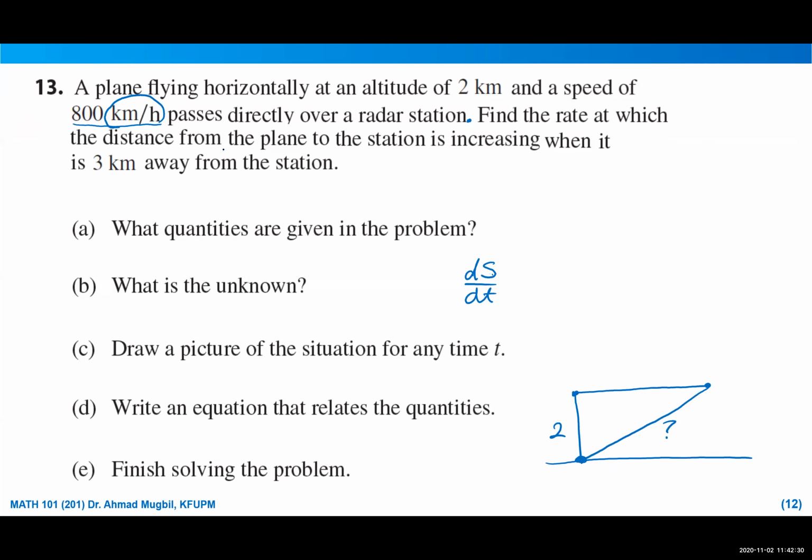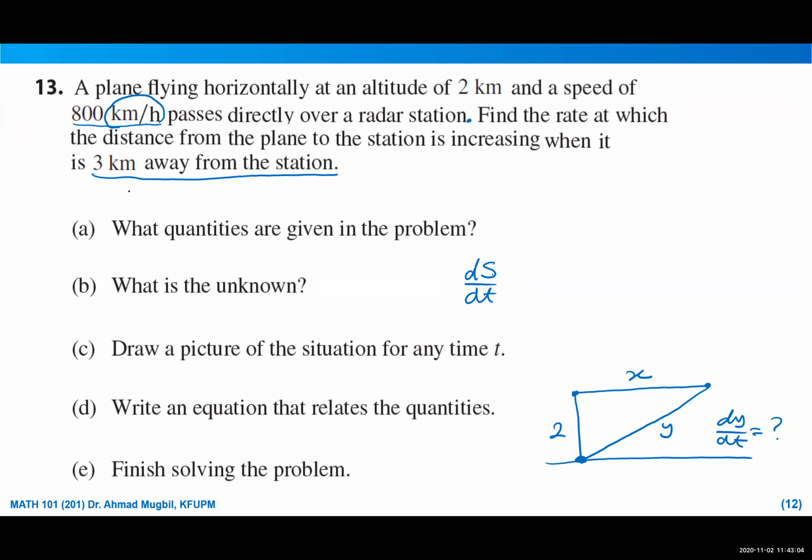Find the rate at which the distance from the plane to the station is increasing when it's 3 kilometers away from the station. So now the question is, what is unknown? Let's call this one y. The question is, what is dy/dt? And let's call this one x, the horizontal distance between the plane and the station. So he's asking about dy/dt, the rate at which the distance from the plane to the station is increasing when it is 3 kilometers away from the station.